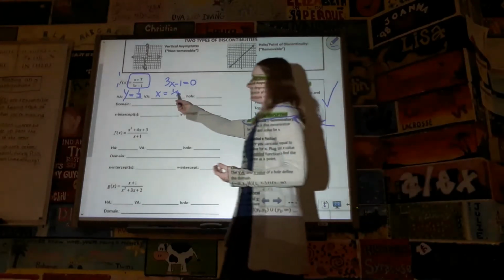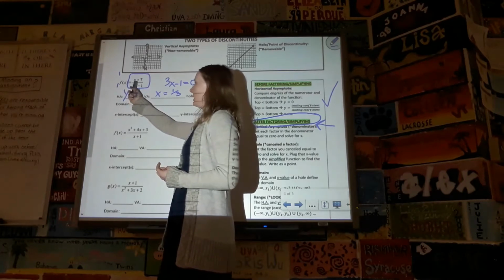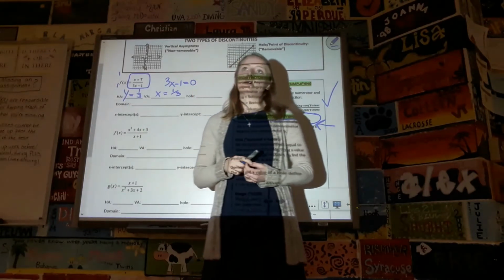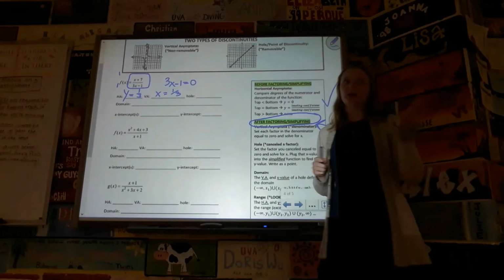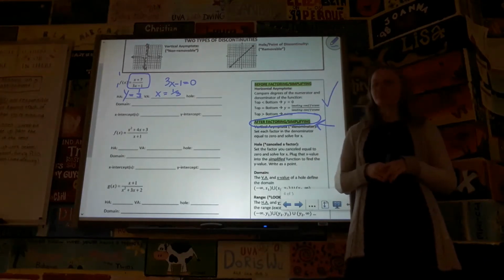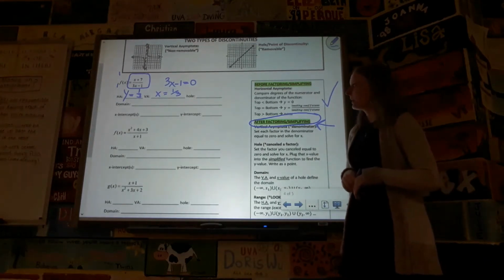And you can check that. If I plug in 1/3 right here, 3 times 1/3 is 1, 1 minus 1 is 0, you can't divide by 0. That's why 1/3 is an excluded or restricted value. That's why it's our vertical asymptote.